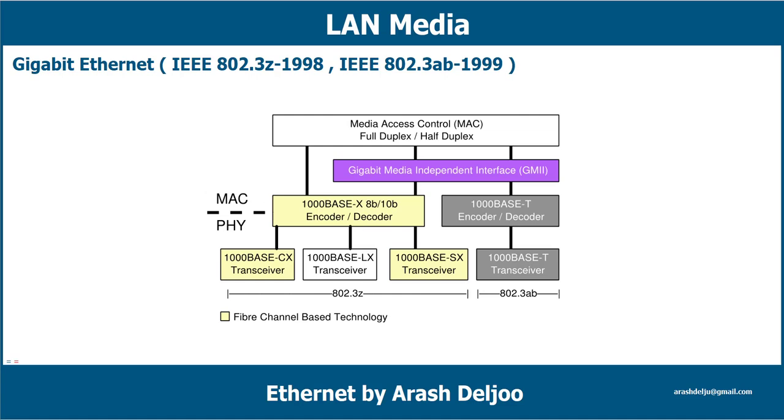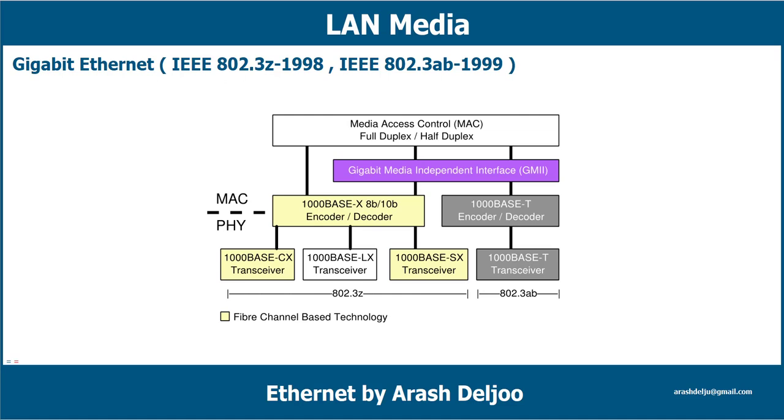The initial standard for Gigabit Ethernet was produced by the IEEE in June 1998 as IEEE 802.3z and required optical fiber. Actually, in 802.3z, we need to use optical fiber and also coaxial cable.